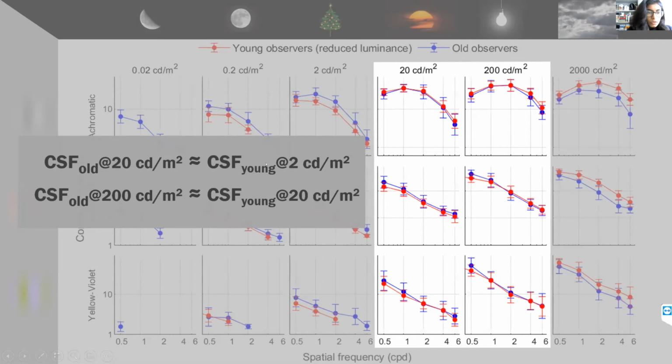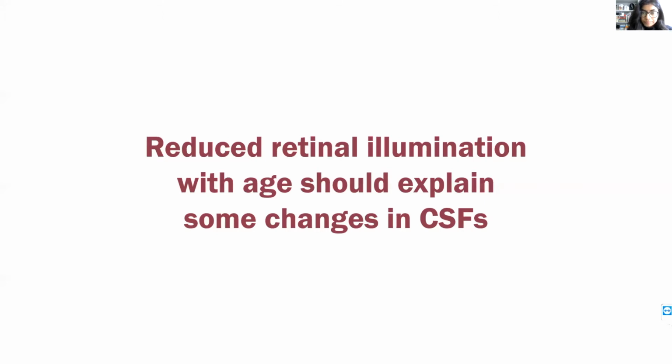So the CSFs of older observers at 20 candela per meter square approximately match the CSFs of younger observers at 2 candela per meter square. And the same thing happens at 200 candela per meter square. This shows that the reduction in retinal illumination with age due to optical factors can in fact explain some changes in CSFs. But can we model it?